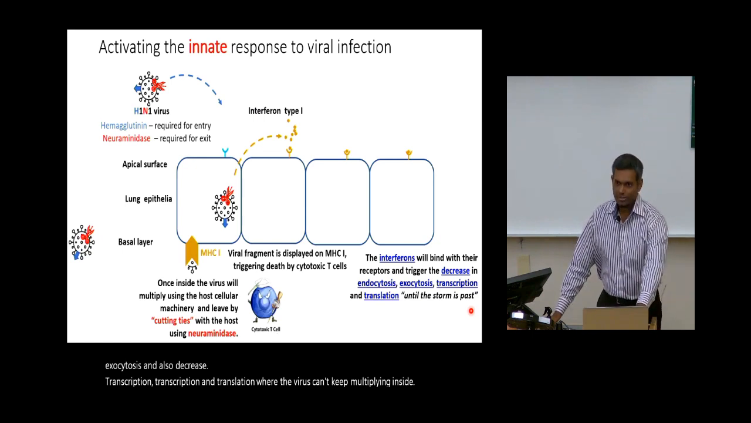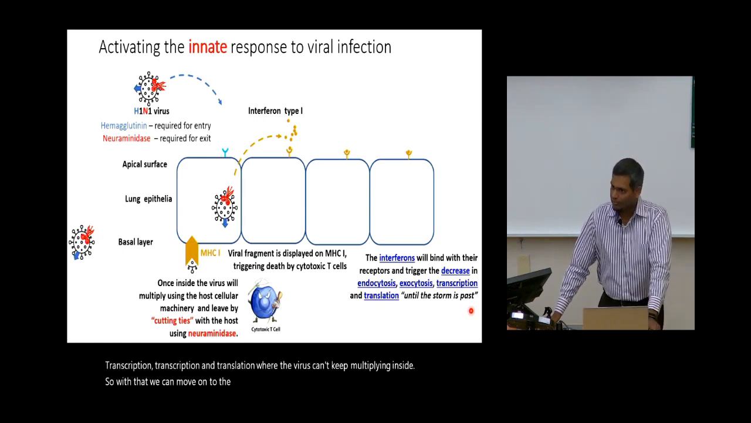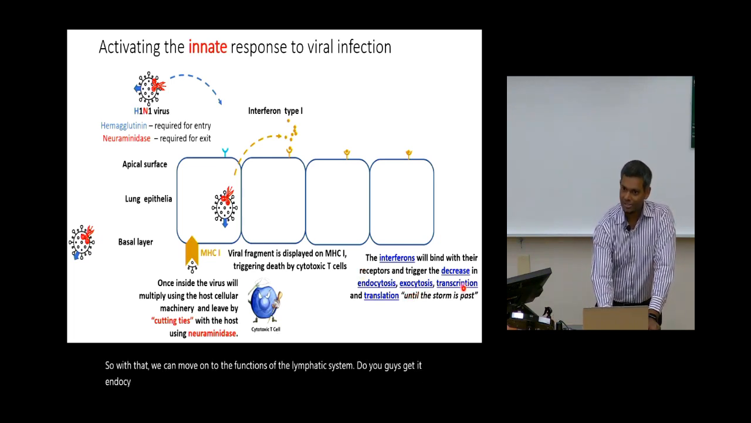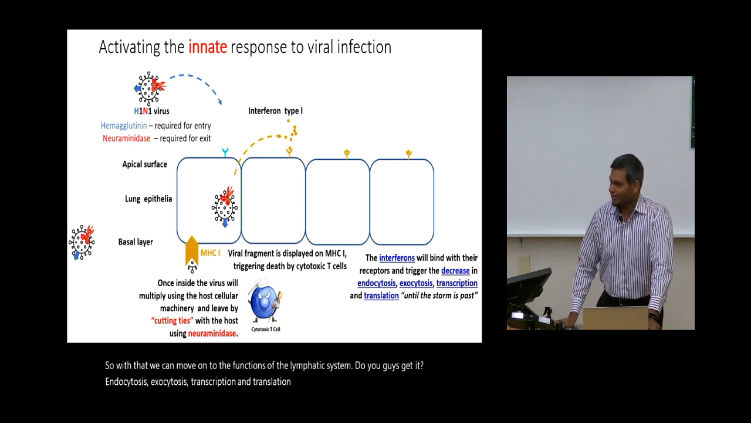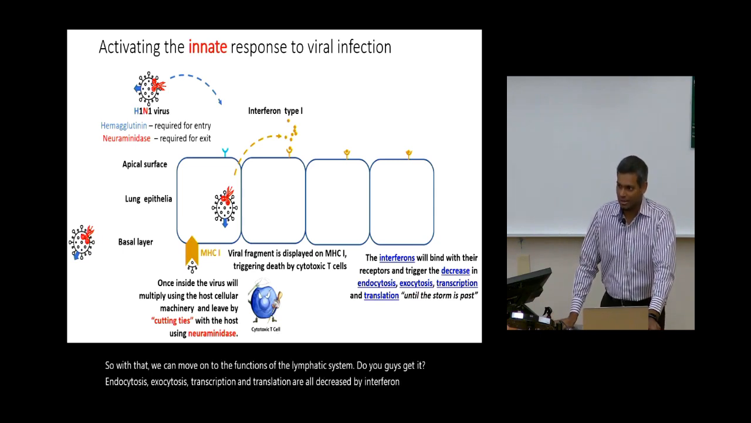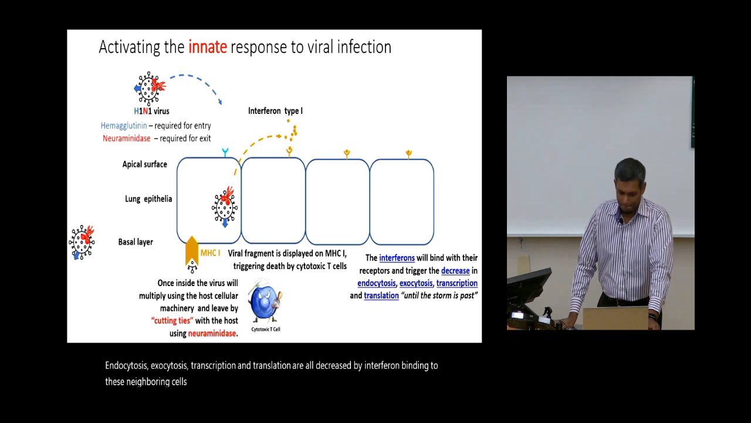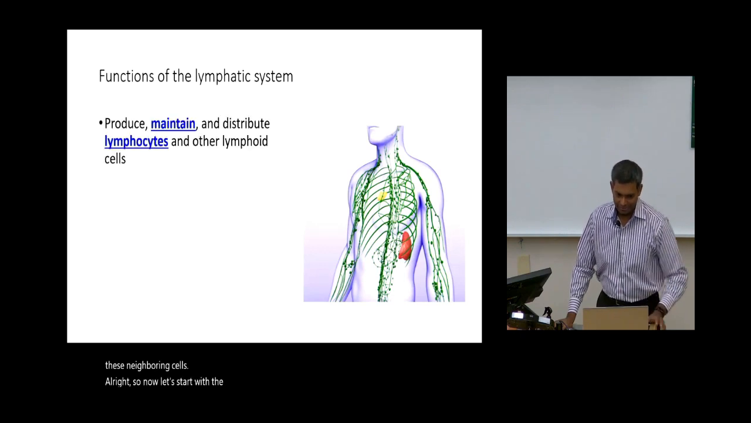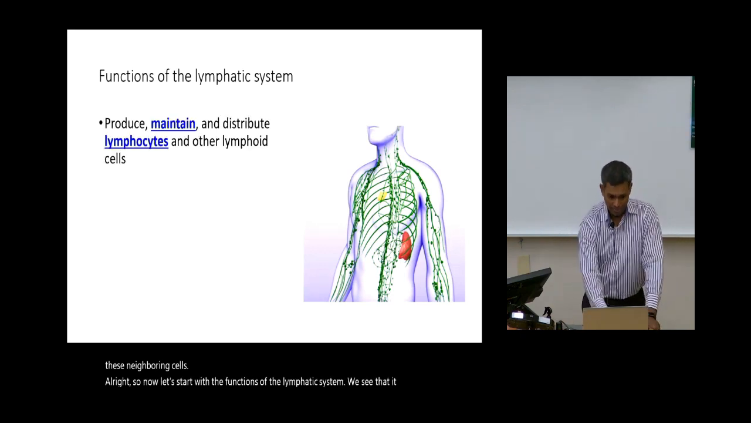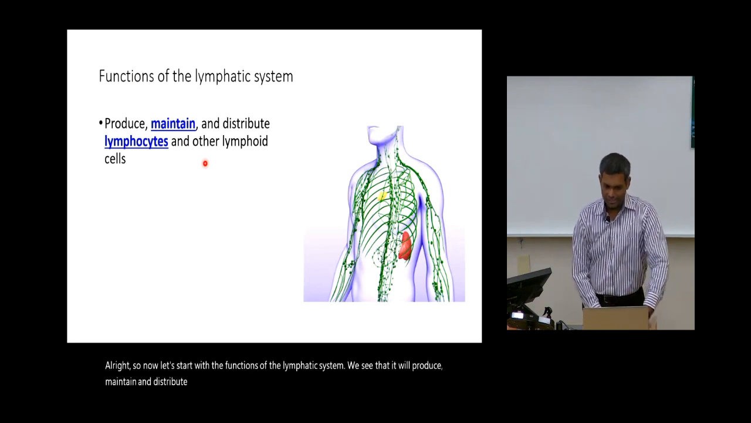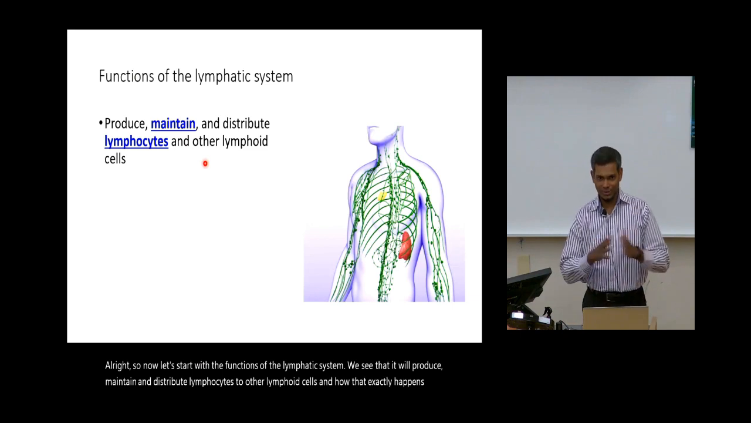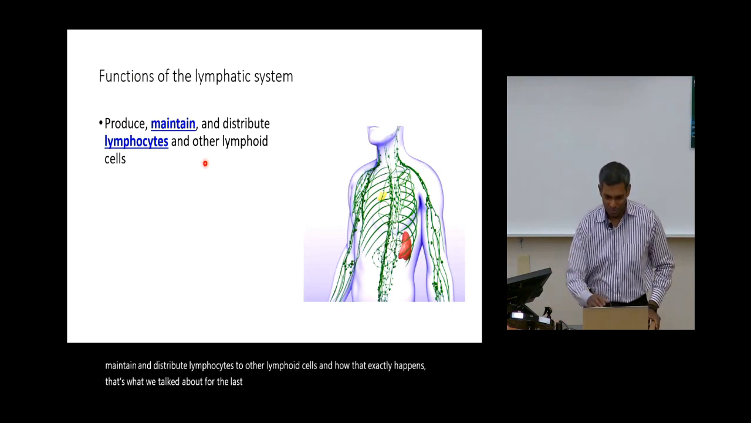So with that, we can move on to the functions of the lymphatic system. Did you guys get it? Endocytosis, exocytosis, transcription and translation are all decreased by interferon binding to these neighboring cells. Alright, so now let's talk about the functions of the lymphatic system. We see that it will produce, maintain and distribute lymphocytes to other lymphoid cells, and how that exactly happens, that's what we talked about for the last half an hour or so.